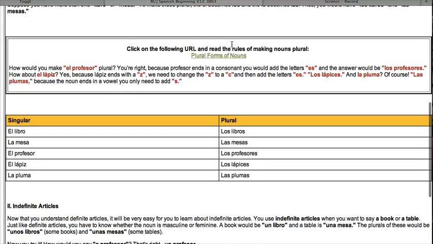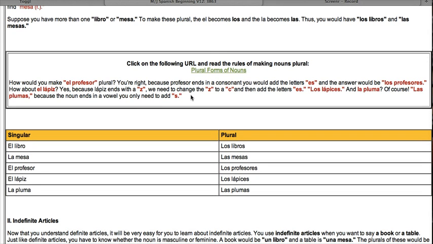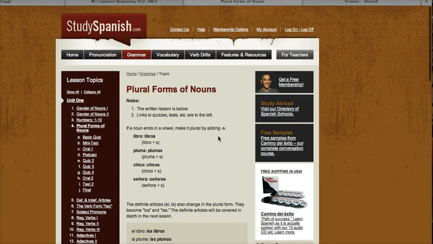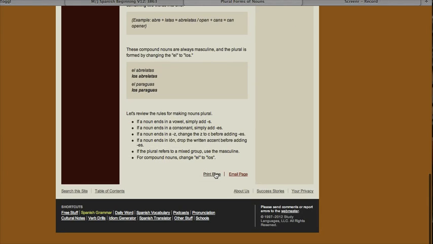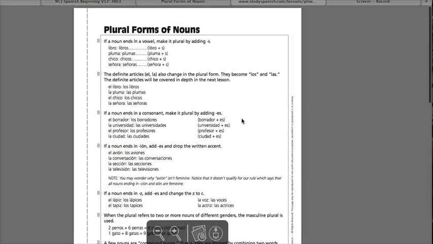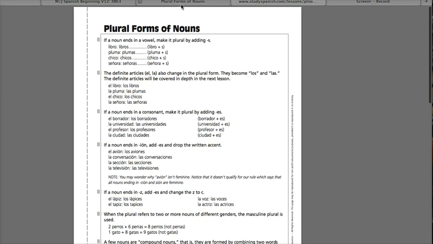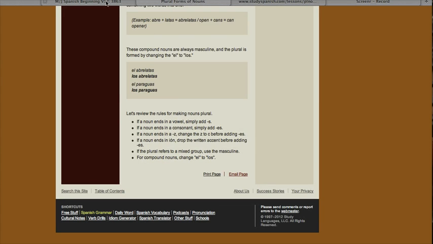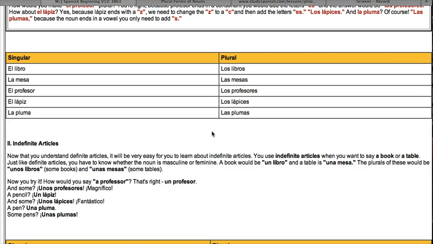So you're going to click on this URL and read some rules about how to make nouns plural. Okay, there's some little tricky rules, but make sure you read that carefully. You also might want to print this for your own reference. If you look down at the bottom and you go to print page, it's going to give you a really nice reference form of how to form plural nouns. It's always a good idea to make sure you do that. So you can either write it down or you can print that for your Spanish notebook.